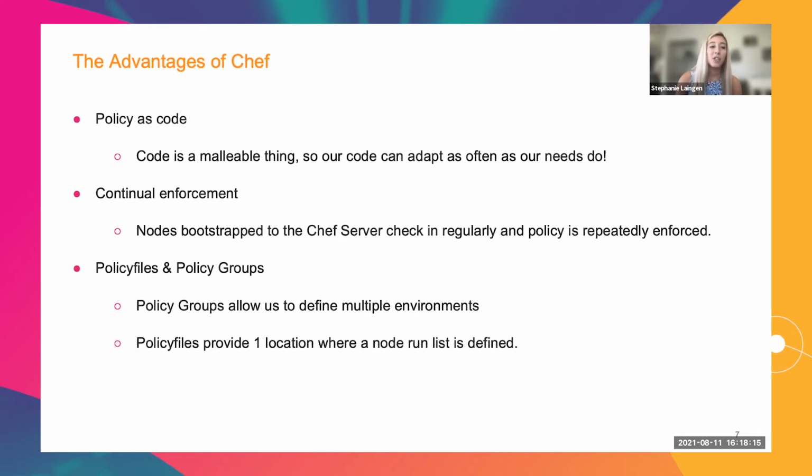Another huge advantage of Chef is the policy files and policy groups model. Policy groups allow us to define multiple environments, which means that we can design a workflow that capitalizes on policy groups to manage deployment to multiple environments. Another thing is that policy files provide a single location where a run list is defined for a node. This means that our workflow can focus on updating policy files as the easiest and quickest way to get new code to a live node.